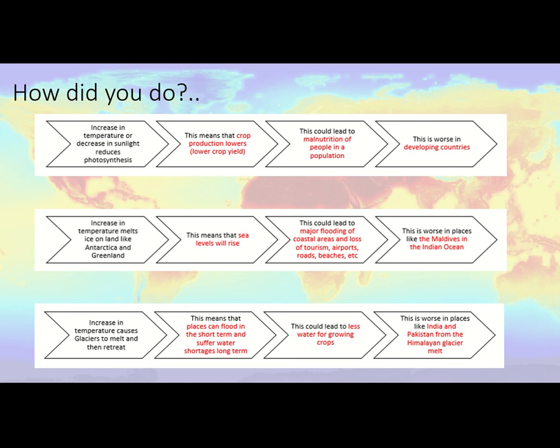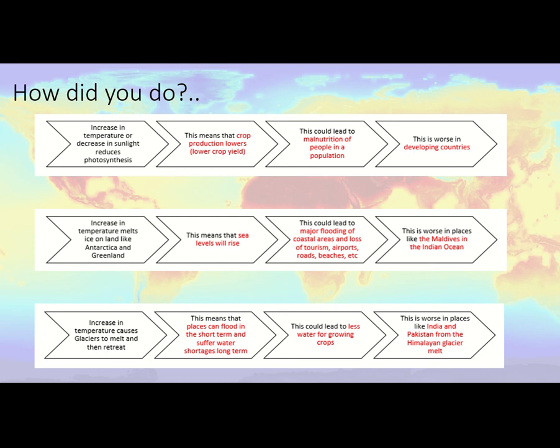Increase in temperature melts ice on land like Antarctica and Greenland. This means that sea levels rise. This could lead to major flooding of coastal areas, loss of tourism, loss of airports, loss of roads. This is worse in places like the Maldives or anywhere in the Indian Ocean, really. You could even mention places like East Anglia in future. In the next 100 years, that's going to be a big issue.